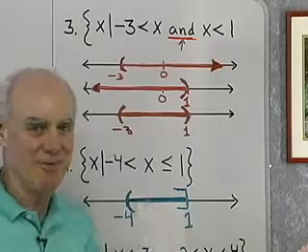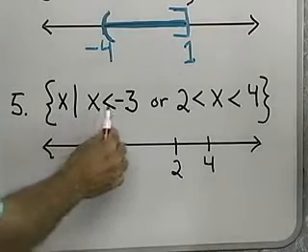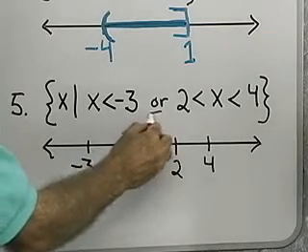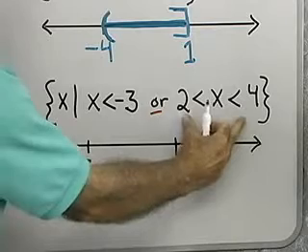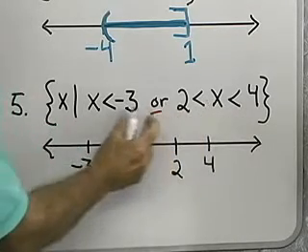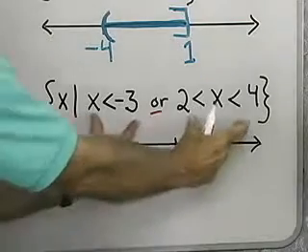Here's another example. I want all the numbers x such that x is less than -3, or 2 is less than x, which is less than 4. So here I have a continued inequality connected to a simple inequality with the word or. So I want the union of this set with this set.